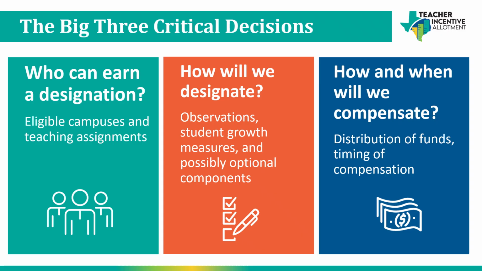There are many webinars on each of these coming up. This is just a general introductory webinar, but there's many coming along the way that will give you lots of information about teacher observation components, a variety of student growth measures you could employ, and lots of information on spending, the details thereof, and how you might work to create your spending plan. We will not be covering those details in this presentation, but there are resources on the TIA website and in your ESCs on each of these specific 3 critical decisions.